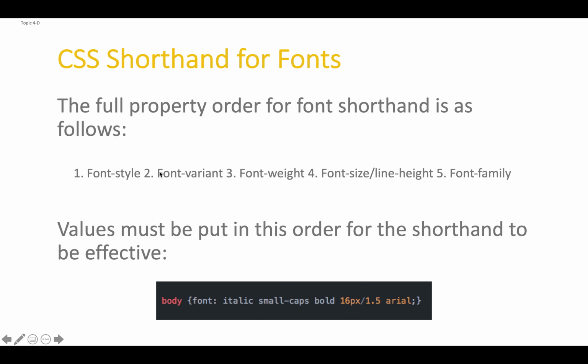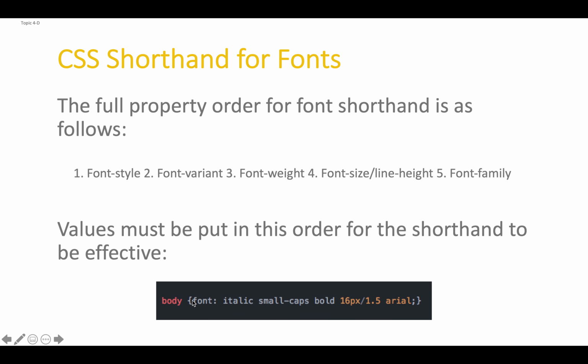So the first one is font style, so italic. The second one is font variant, so if you want all caps or small caps or just normal. Font weight is bold. And font size can be 16px, slash, the line height is 1.5, and font family is the last one, Arial. So values must be put in this order for the shorthand to be effective.